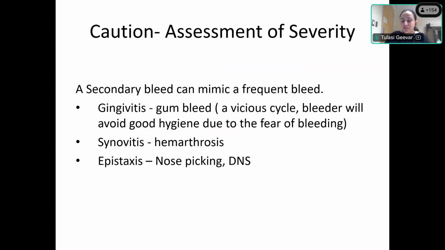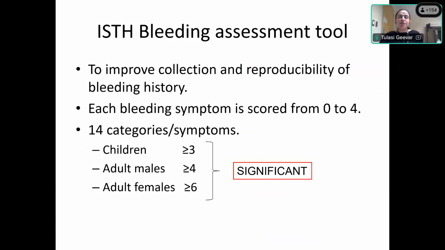And there are certain secondary causes of bleed, like gingivitis itself can cause gum bleeding, synovitis causing hemarthrosis, epistaxis related to nose picking or deviated nasal septum. So you need to keep these in mind when you're evaluating a patient who complains of a bleeding symptom.